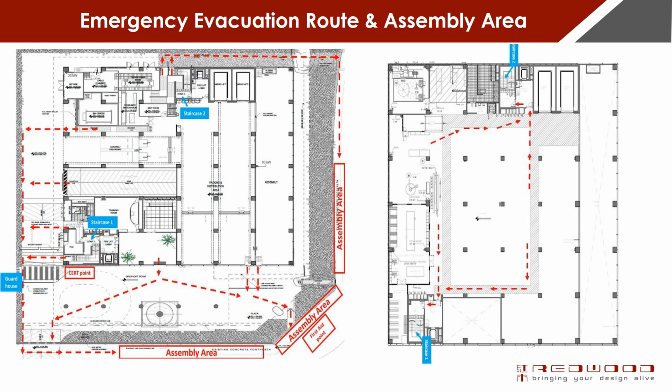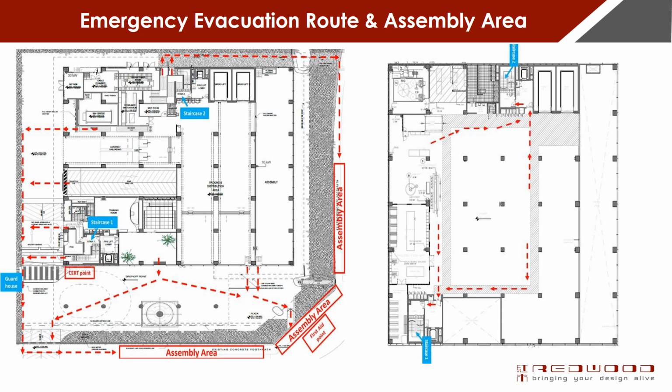Emergency evacuation. 1. Follow the evacuation route and instructions. 2. Do not use elevators during an emergency. 3. Use staircase 1 and staircase 2 only. 4. Move calmly and quickly to the assembly point. 5. Do not return to the building until it is declared safe. 6. Follow instructions from emergency wardens or supervisors.